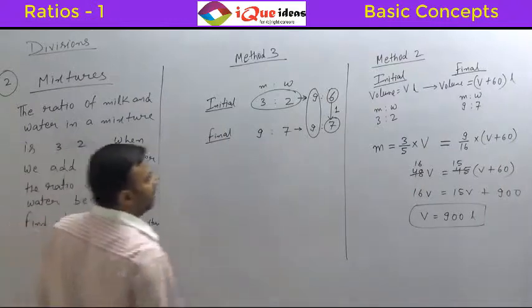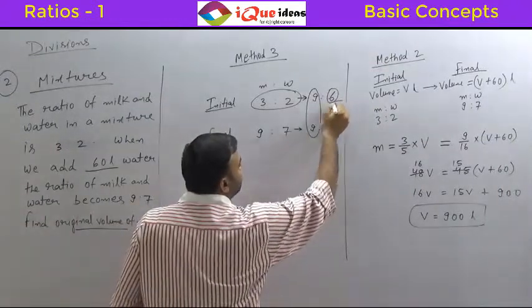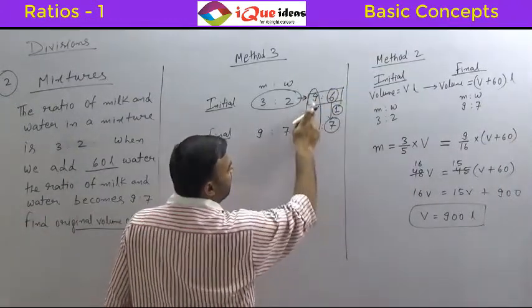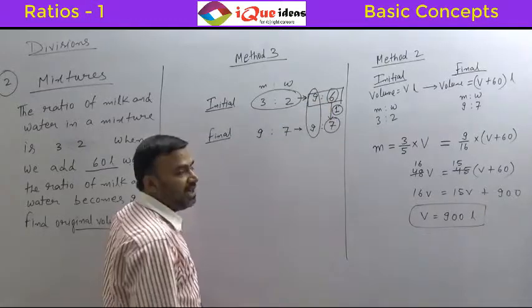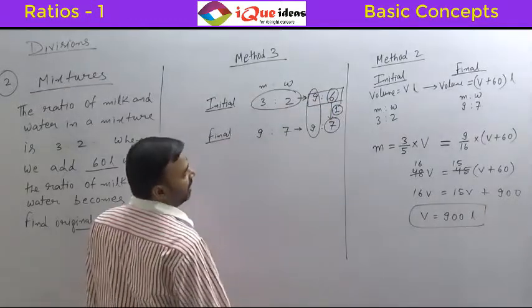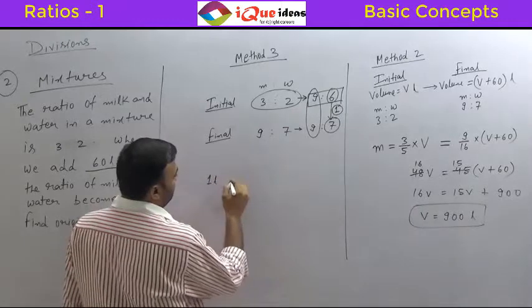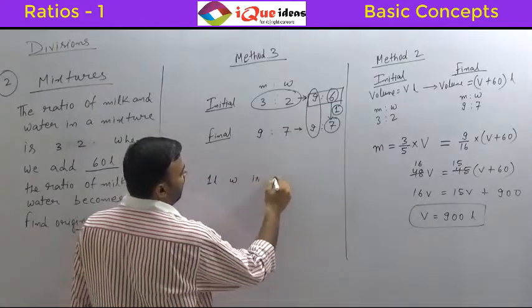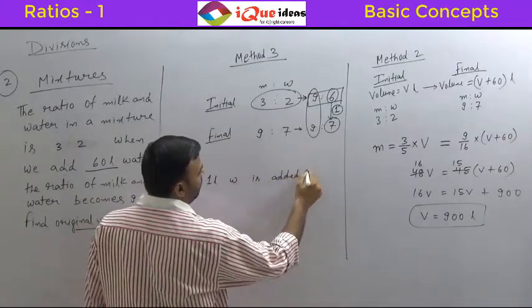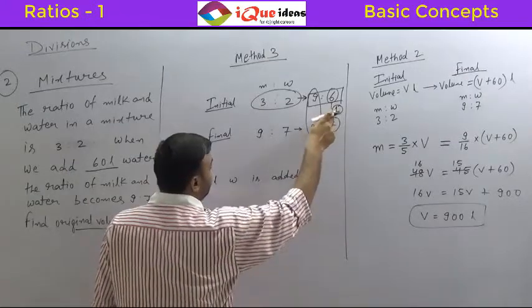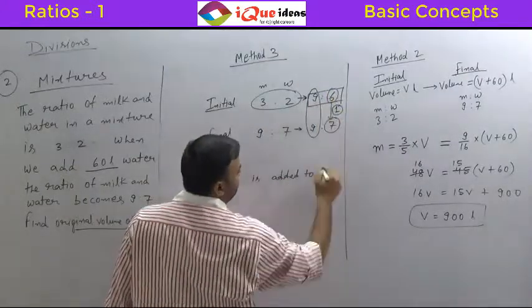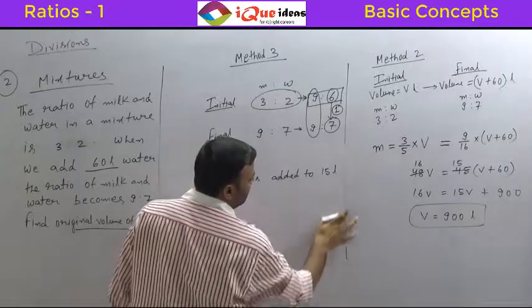Now here, come back. The added value is added to the original volume, that is 9 plus 6, which is 15 liter. So just apply the unitary method. So we can say 1 liter water is added to which volume? See, understand, 1 liter is added when the volume is this one, that is 15. So 15 liter volume.